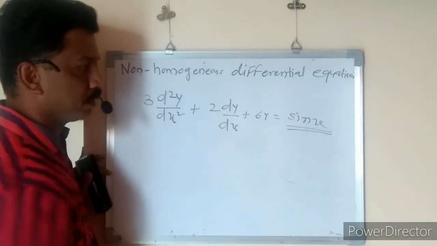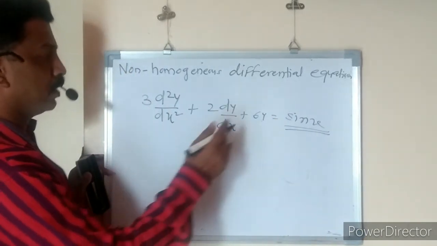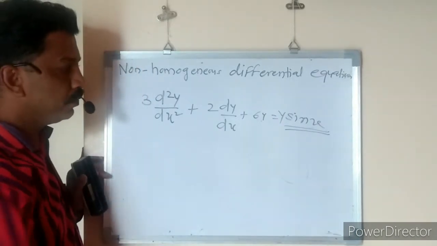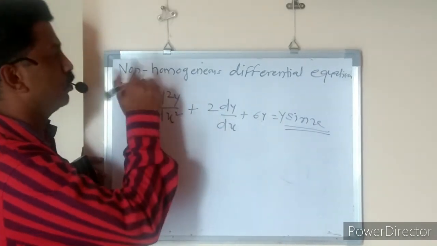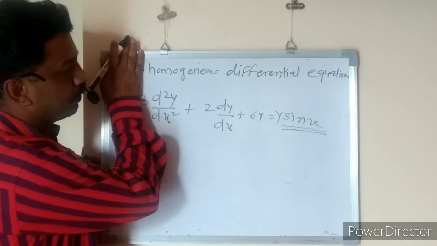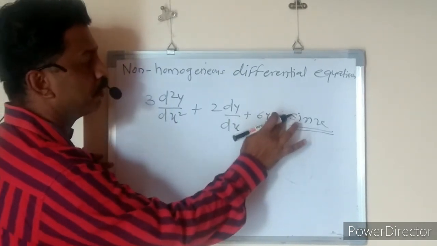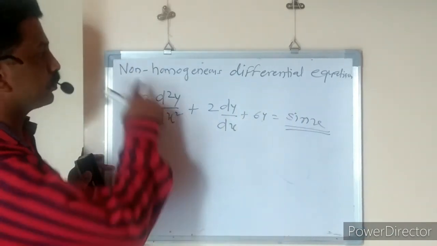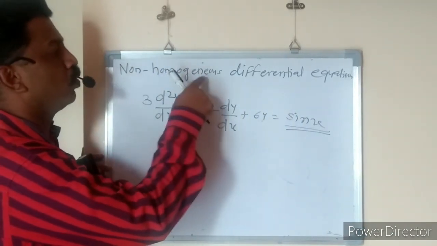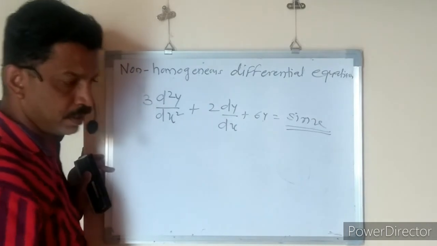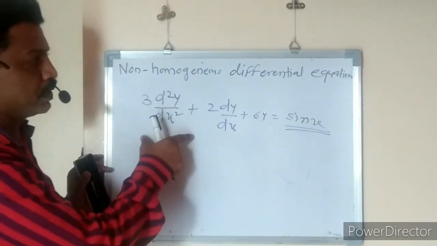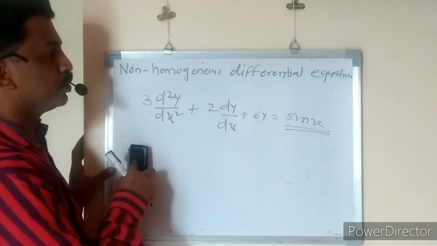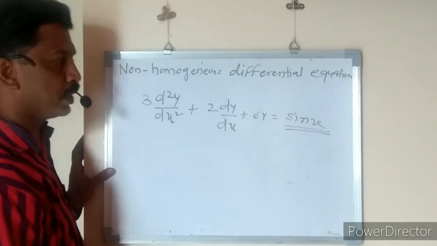Instead of sin x, if we say that instead of it y sin x is present, then this equation is a homogeneous differential equation. And if the y term is not present in any part of this equation, then it is known as a non-homogeneous differential equation. So in this way we can learn the homogeneous equation and non-homogeneous equation.